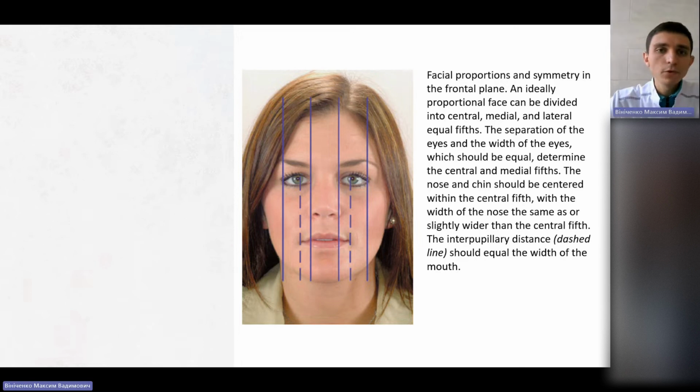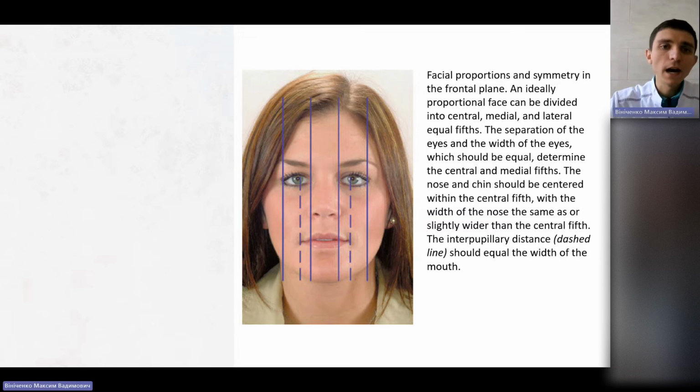An ideally proportional face can be divided into central, medial, and lateral equal fifths. So in this view, there are these fifths. Here we could see the central, medial right, medial left, and lateral left and lateral right. So there are 5 parts.